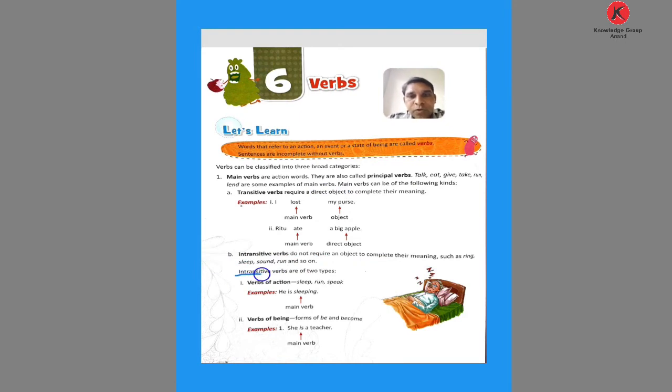Intransitive verbs are of two types. How many types? Two types: verbs of action and verbs of being. You know the verb. What is a verb? A verb is used in a sentence. Okay? So, in intransitive verbs, there are subtypes: verb of action and verb of being. Verb of action: sleep, run, speak, give. These are the verbs.